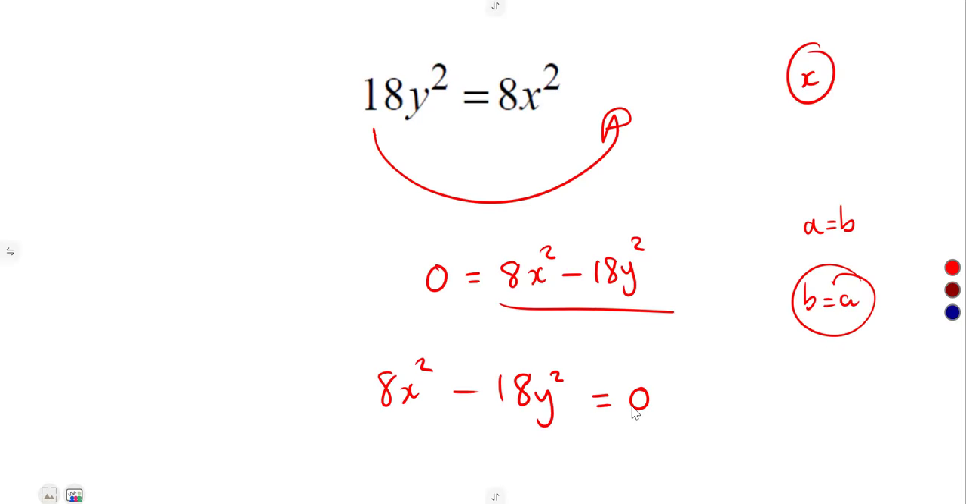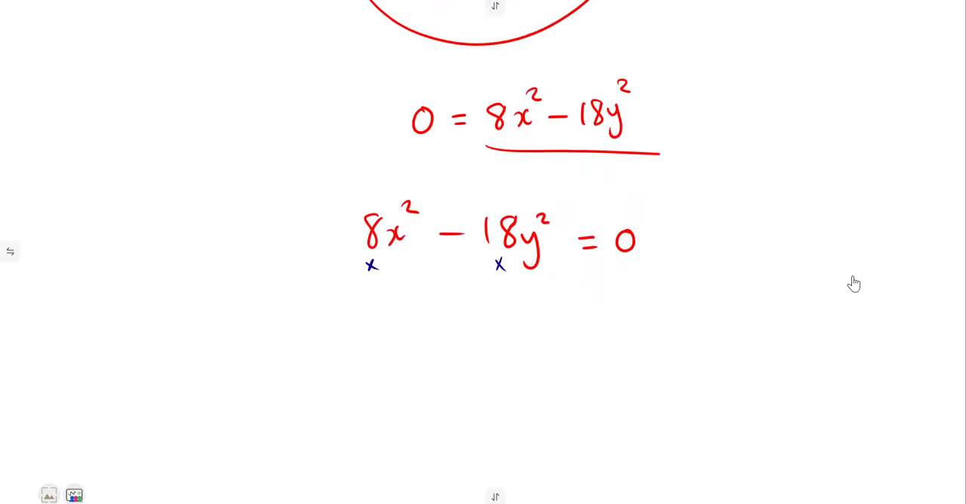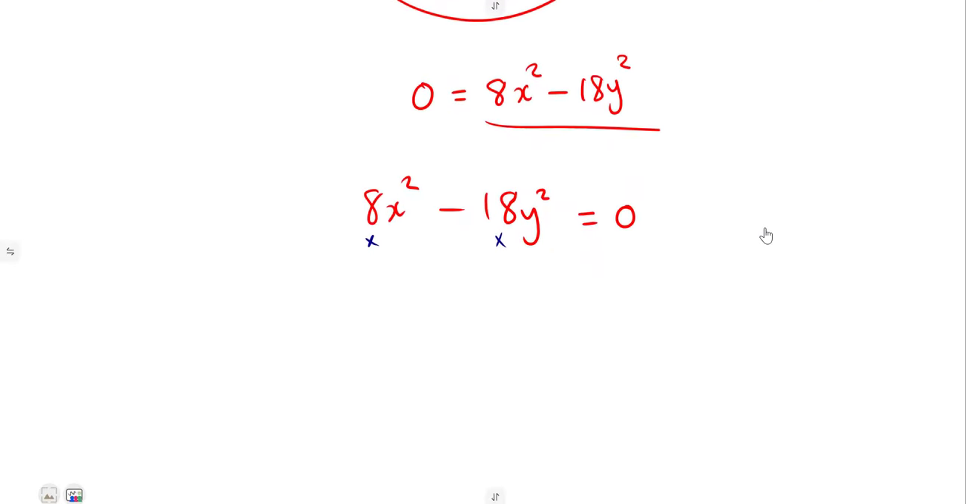Is it a difference of 2 squares? You do not say it's a difference of 2 squares just because you saw x squared, y squared. What about 8 and 18? Are they perfect squares? No, these ones are not. The square root of 8 is not an exact value, it cannot be simplified to give us an exact, whole number. So it means you must consider to factorize first. To factorize.